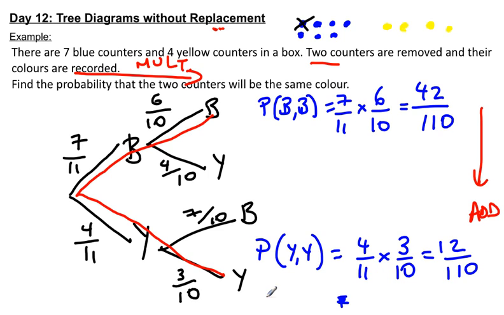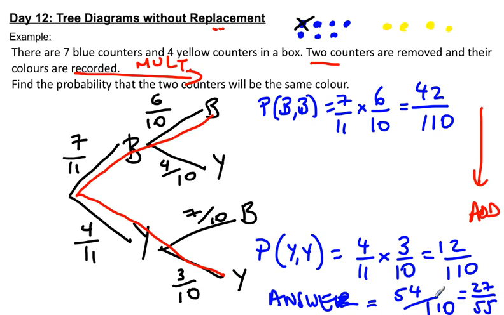And if we add those two together, our answer is going to be 54 out of 110. Now this is the final answer, so you can simplify that if you want. It would be 27 out of 55, but that answer is also okay. Generally a good idea to simplify though. That is the end of probability.